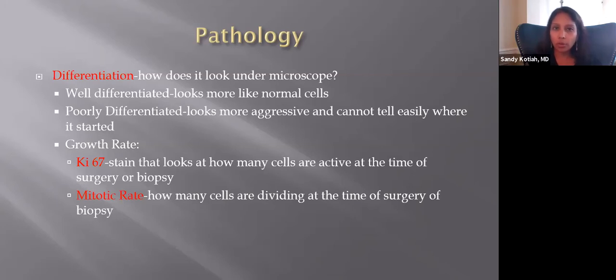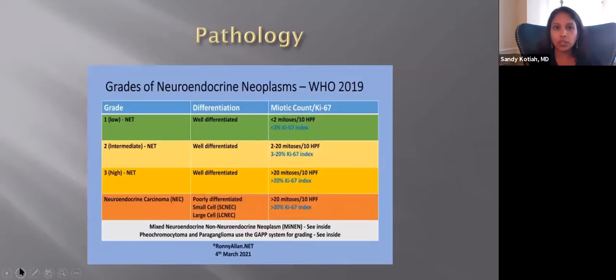And then we look at the growth rate of the tumor. We look at something called Ki-67 and mitotic rate. The Ki-67 is a stain that they do to see how many cells are trying to divide or be active at the time of the surgery or the biopsy. And then mitotic rate is how many cells are dividing at the time of the surgery or the biopsy. So this is how we grade neuroendocrine tumors.